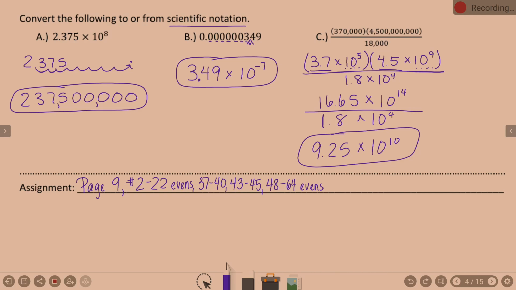So you're going to start down there. Your first problem, number 2, is 1599. Okay, so 2 through 22 evens, 37 through 40 all, 43 to 44 all, and then 48 to 64 evens. I think it's probably around 30 problems, and a lot of this stuff is review.